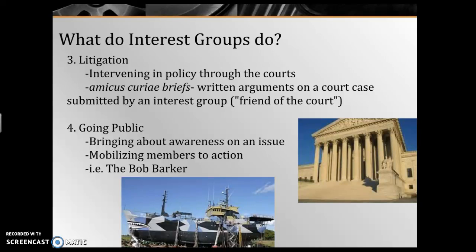So four big things that interest groups do: they litigate, they go public, they electioneer, and they lobby. Four big things that interest groups do.